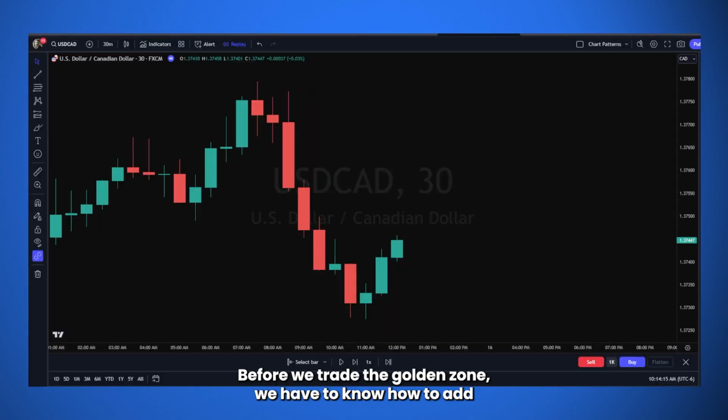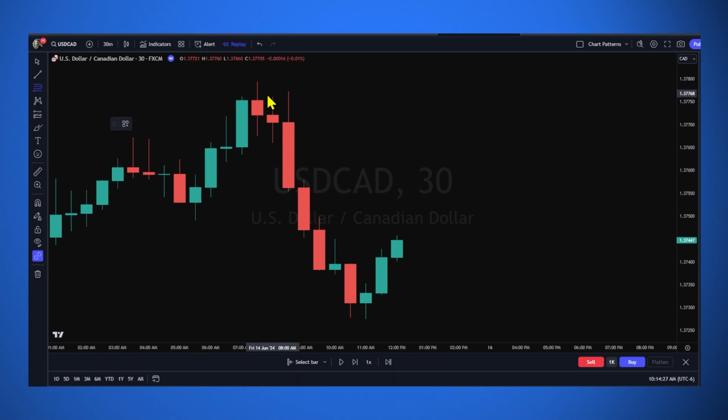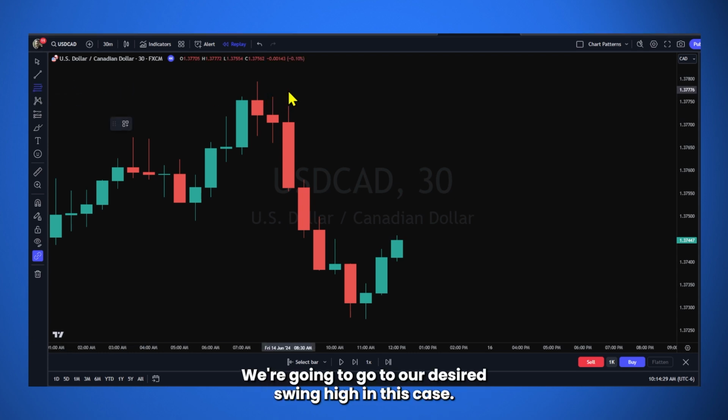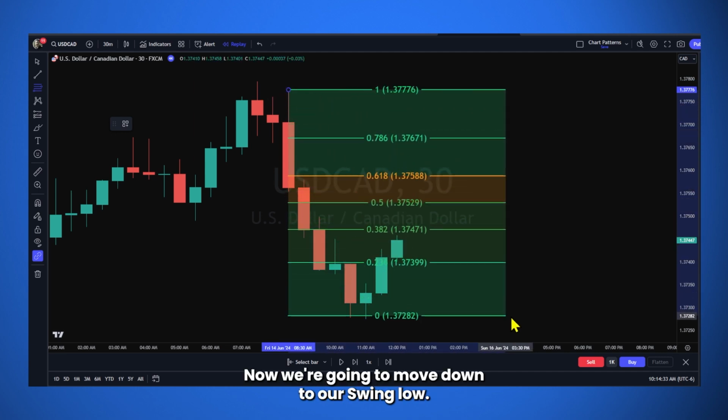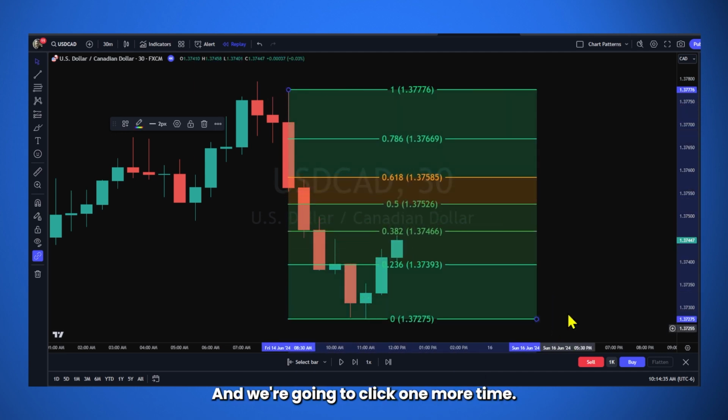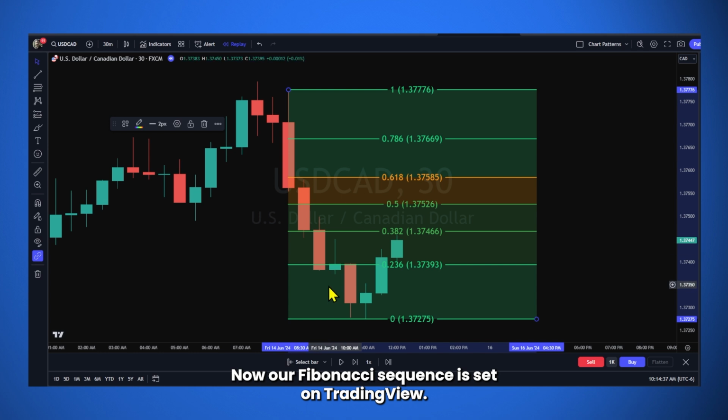Before we trade the golden zone, we have to know how to add the Fibonacci retracement tool to our charts. Here's how to add Fibonacci's on TradingView and MT5. First, TradingView. Here's our Fibonacci icon over in our left-handed column. Let's go ahead, give that a click. We're going to go to our desired swing high in this case. We're going to go ahead and click and release. Now we're going to move down to our swing low, and we're going to click one more time. Now our Fibonacci sequence is set on TradingView.